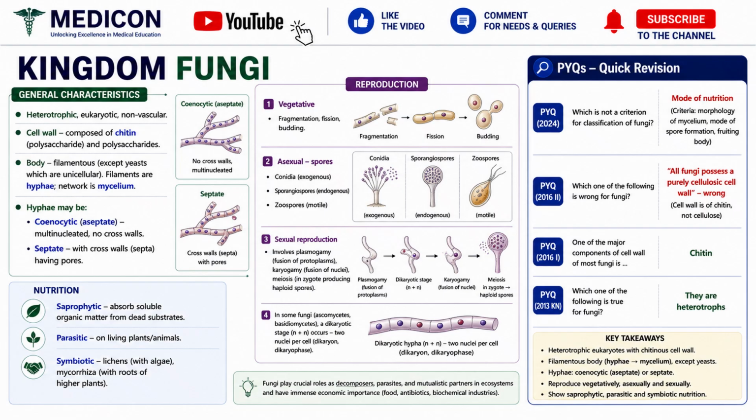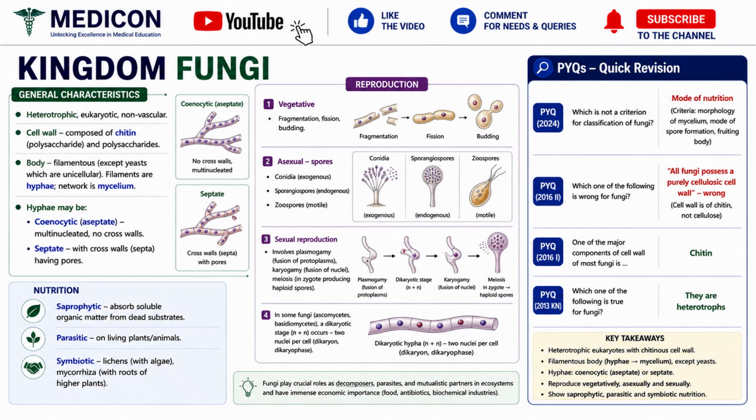When it comes to reproduction, there are four things we have to understand. One is the vegetative process, that is fragmentation, fission, and budding. What do you mean by fragmentation? It is the breaking down of a hypha, and each broken part converts into an original fungus. Second is fission, which means one cell breaks into two. And budding means that from one cell the other cell pops out, that is called budding.